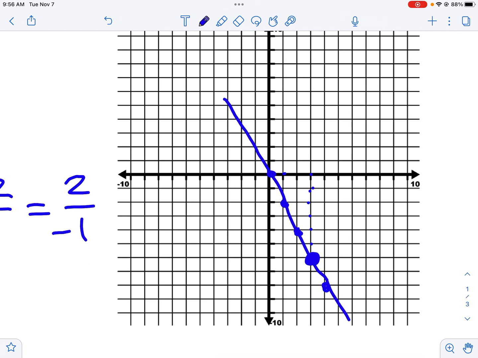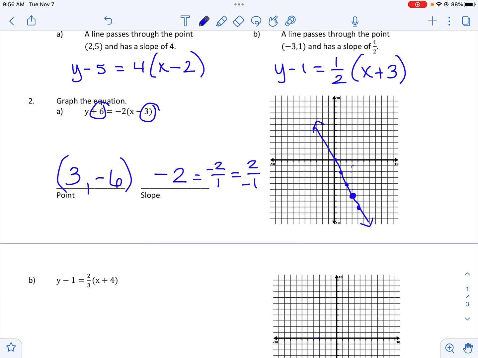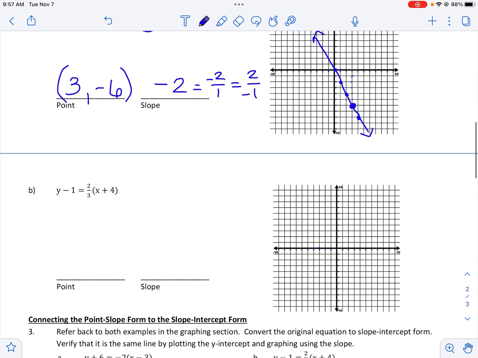And again, you only need 3 dots, but if you want to put enough in so you can see where the y-intercept is, by all means, you are welcome to put as many as you need to. All right, so let's try that same thing again on question B. Our ordered pair is, again, we're going to switch the sign. So it's -4, comma, positive 1. And the slope is 2/3.